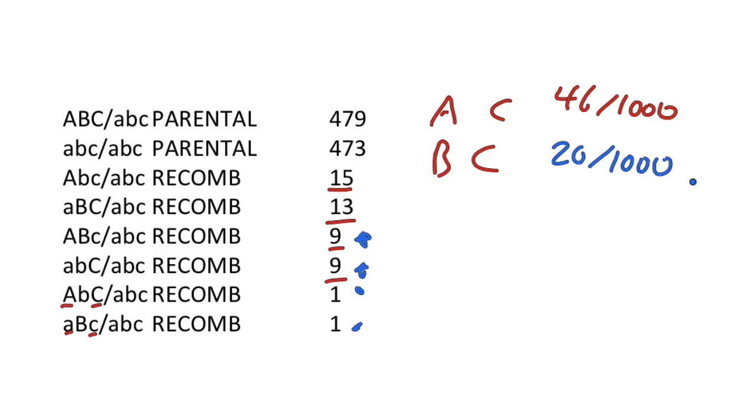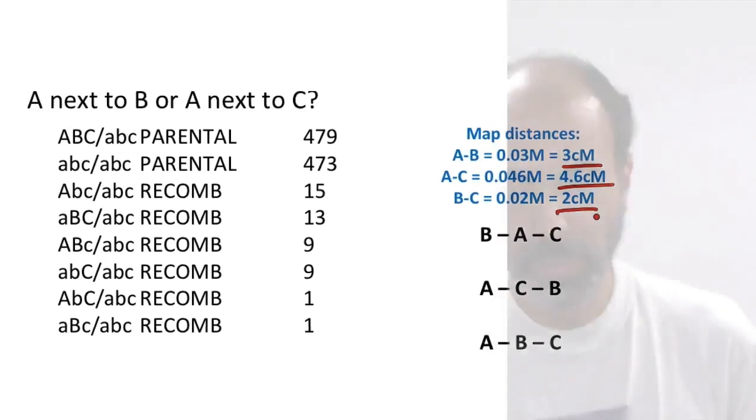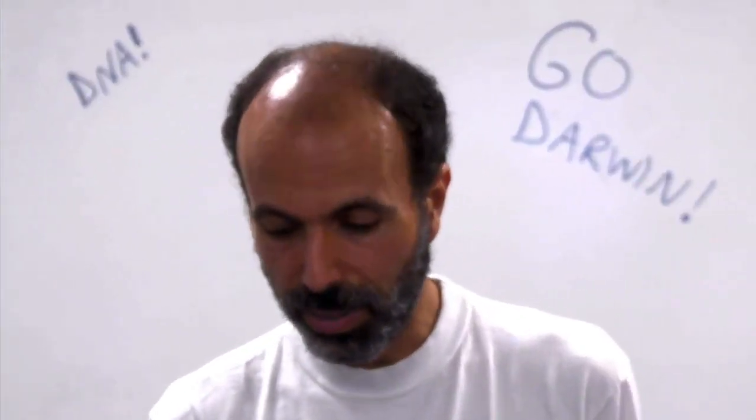So let's put all these numbers together. There we go. So we have, between A and B, 3 centimorgans. A and C, we have 4.6 centimorgans. B and C, we have 2 centimorgans. So we can, from this, figure out the linear order of genes, right?